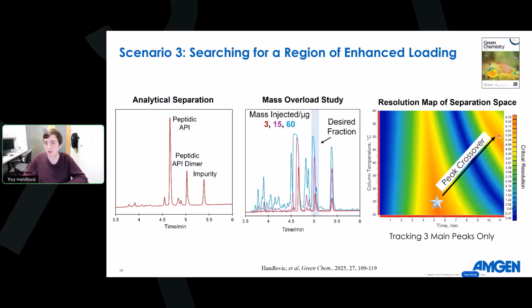Now, the problem with this is that that's a long gradient. So we're going from our 5-minute gradient to an 11-minute gradient. That's at a high temperature, which isn't really desirable for preparative chromatography.